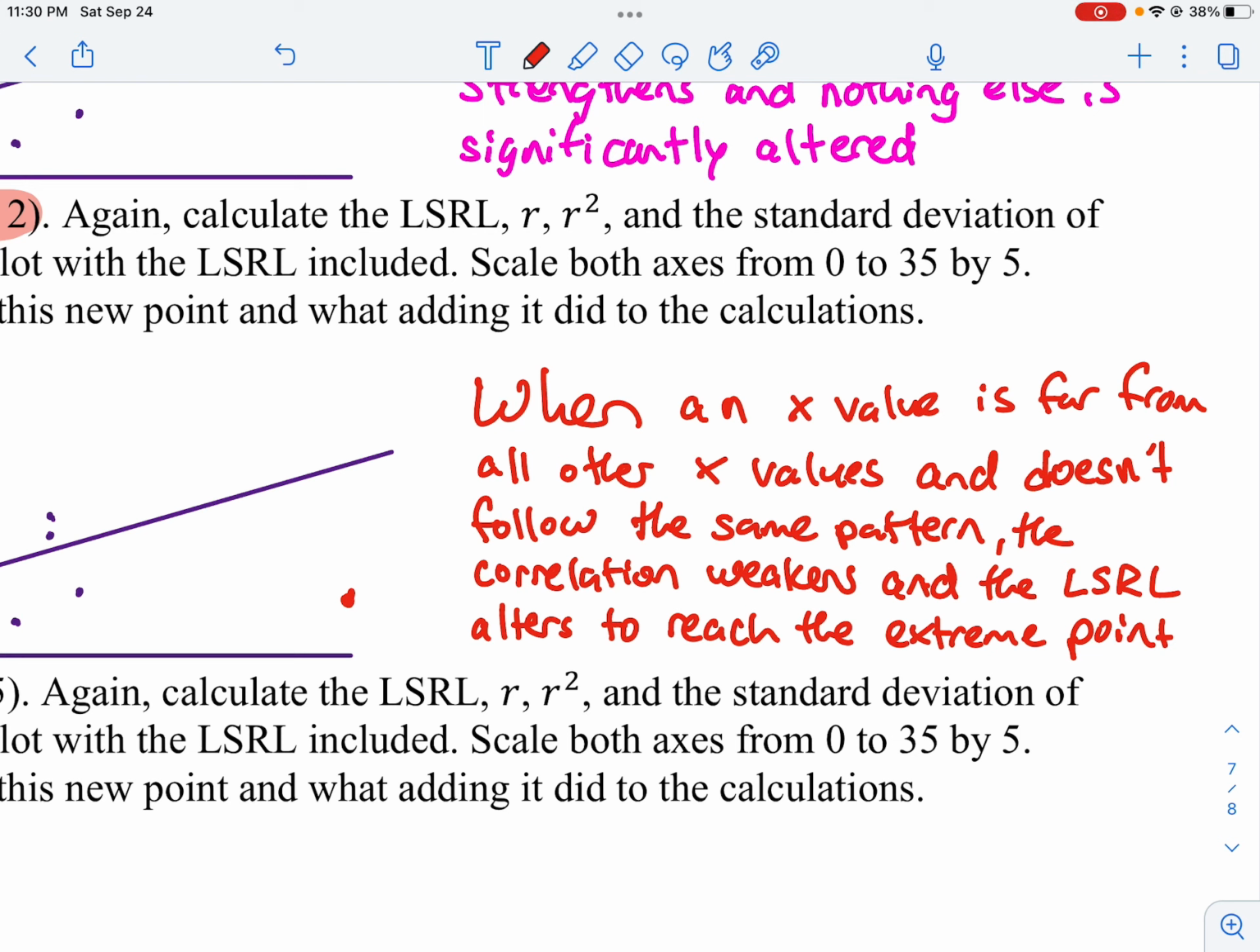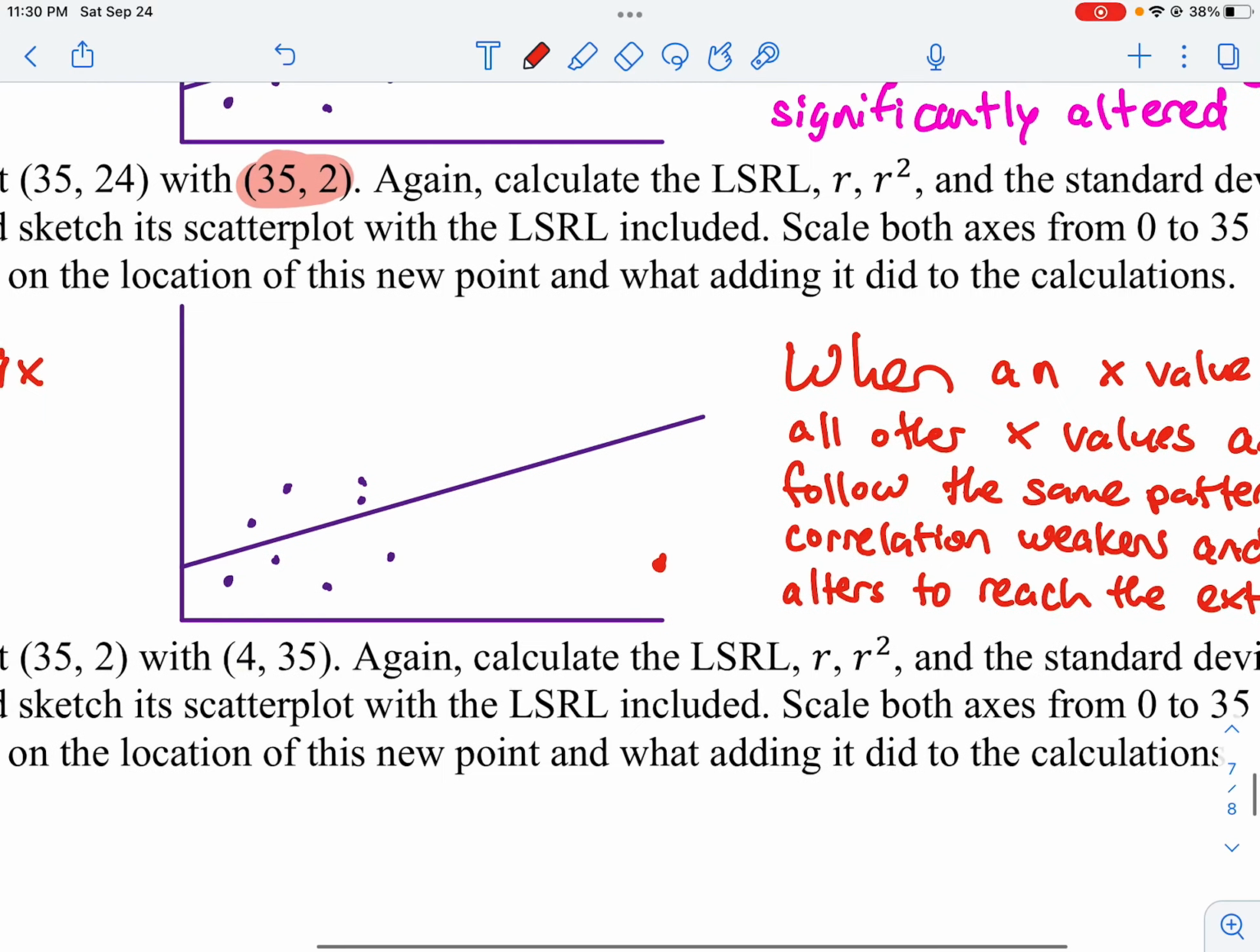Okay, it's going to alter or adjust to reach that extreme point. And there is going to be that inverse relationship with slope and y-intercept, right? This line has to come down. The slope has to adjust. So the slope is going down, but in order for that to happen, the y-intercept would have to increase. So there's going to be that inverse relationship.